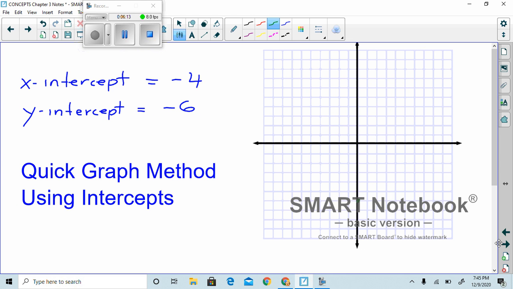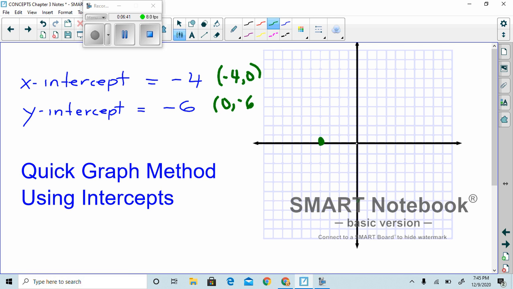Here are my intercepts. My x-intercept is -4, and my y-intercept is -6. How do I go about graphing them? Well, I know a point on the x-axis is going to be -4, 0. So I'm going to go on my x-axis over to -1, -2, -3, -4. There's my first point.